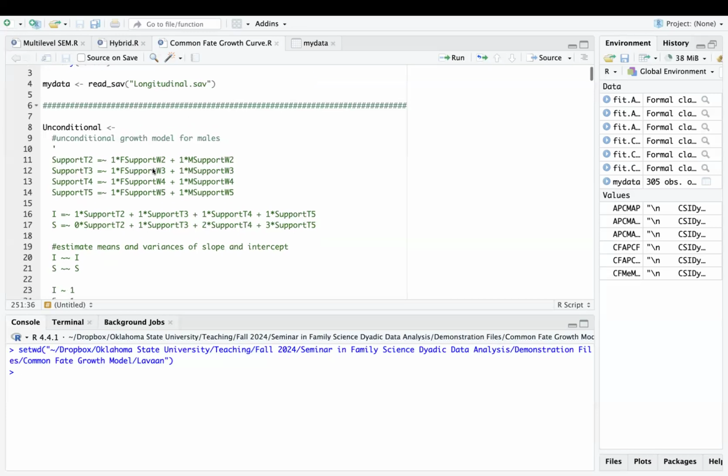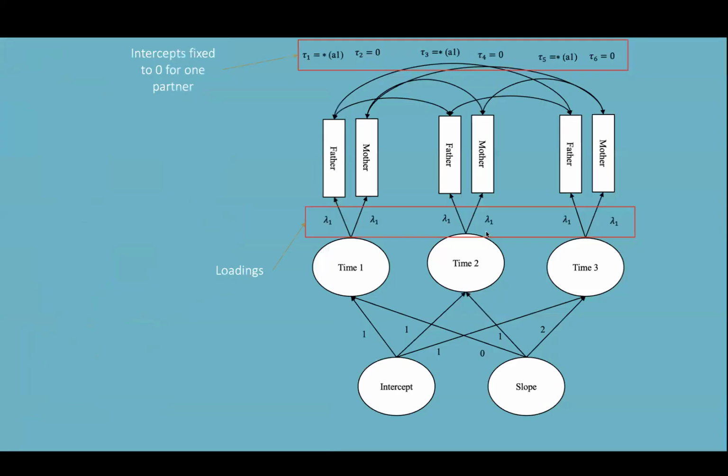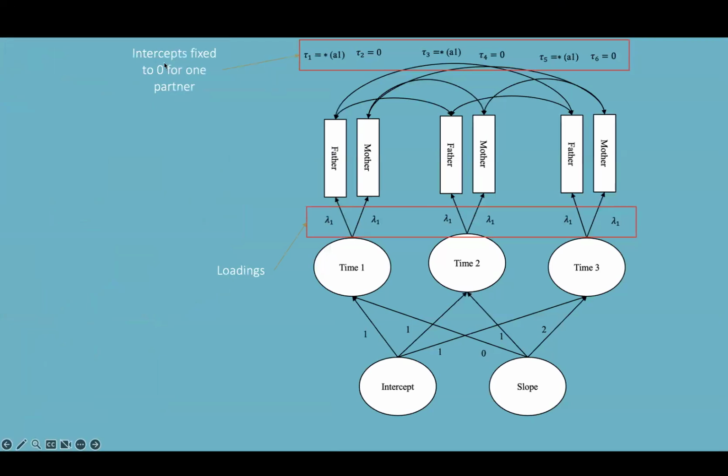The first thing we'll do is take a brief moment and look at the visual representation of the common fate growth model. And so this is a representation of the common fate growth model. As you can see here, it looks identical in a lot of ways to a traditional growth model. One of the primary differences, however, is that we are going to be using latent variables.